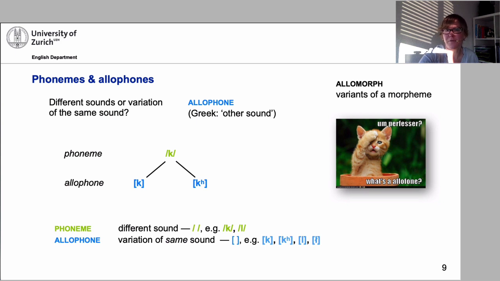So for k, we can have a non-aspirated k and an aspirated k. For the l in the lecture last week, you had the example of a clear l and a dark l, right? Pill would be slightly darker than lip, for instance. And phone also refers to the concrete realization, so each individual instance.